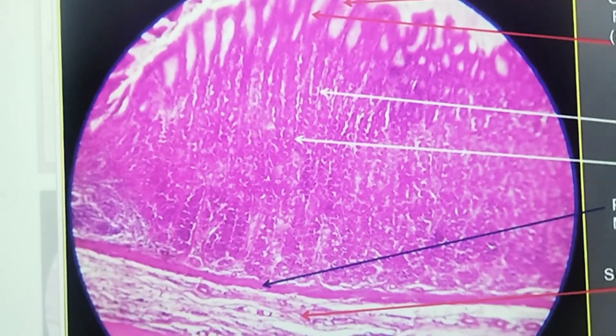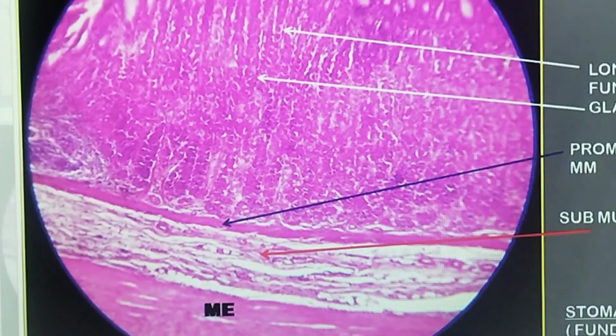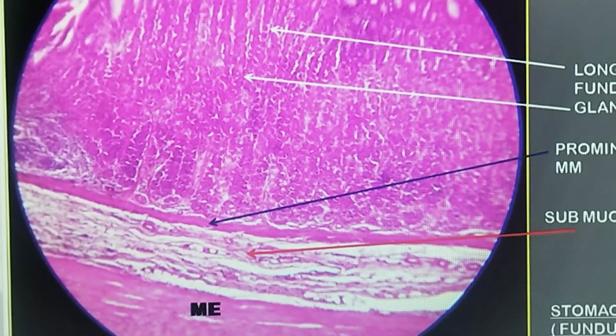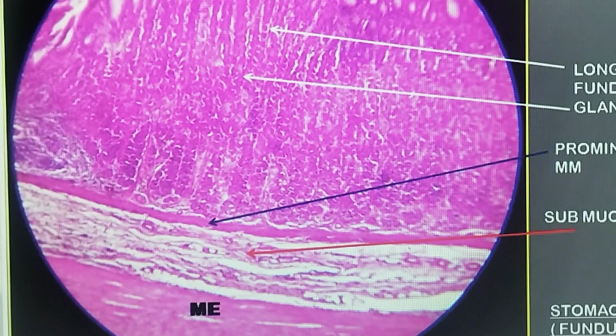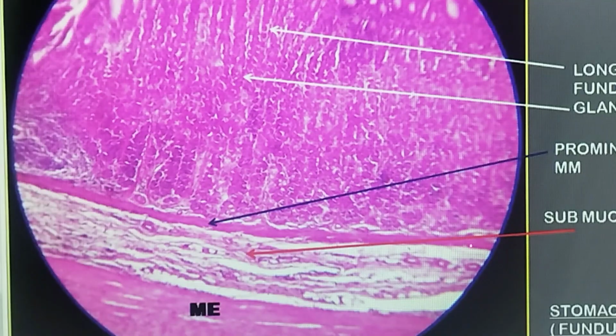The next thing you have to see here is that they have long fundic glands. You can see the length of the fundic glands is quite long. They are extending from here till the muscularis mucosae. So you have the simple columnar epithelium as the lining epithelium, the presence of gastric pits which are shallow, then long fundic glands. One more interesting feature of stomach is a very well formed muscularis mucosae. The muscularis mucosae of stomach is very well developed compared to other parts of the GIT.